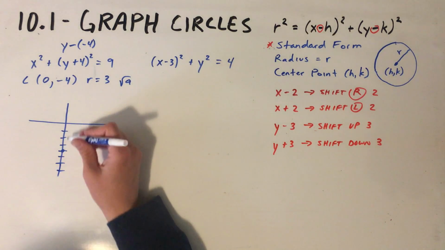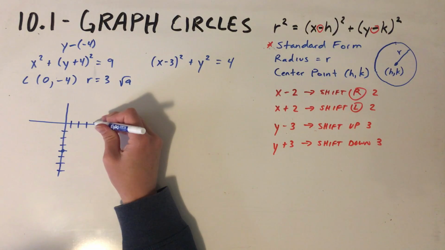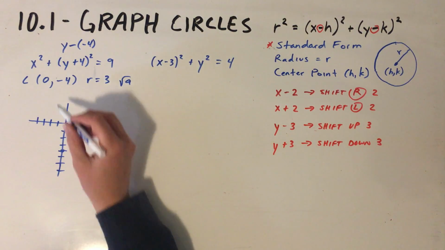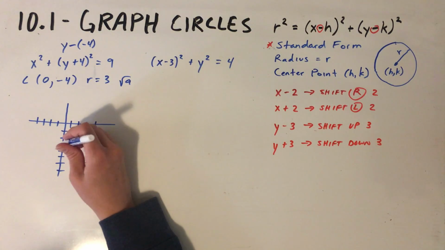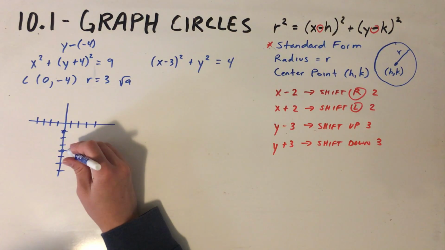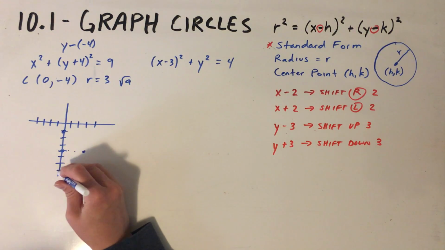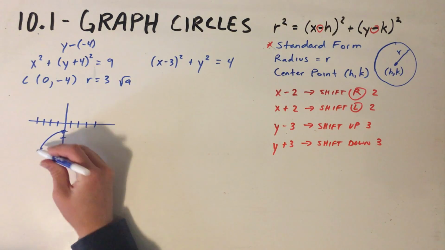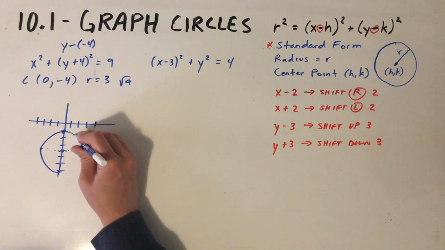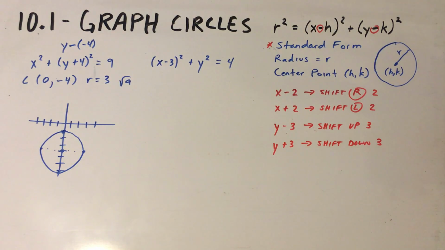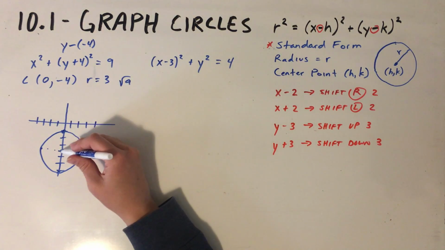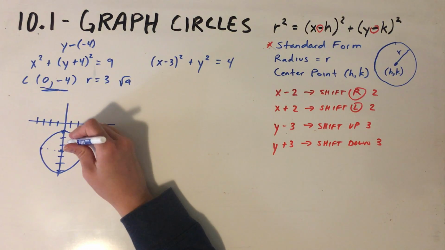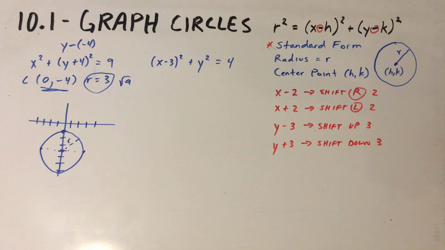And from here, I'm going to go out 3 in every direction. Okay, so the center is at (0, -4). I'm going to go 1, 2, 3, 1, 2, 3, 1, 2, 3, and 1, 2, 3. All right, so this is going to look like this. Again, with the center point being this ordered pair and the distance from here to here, or the radius, being 3 units.